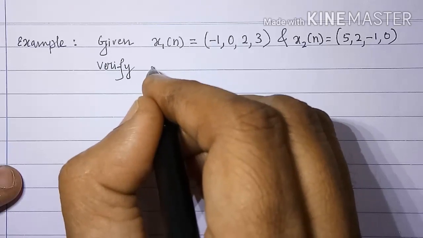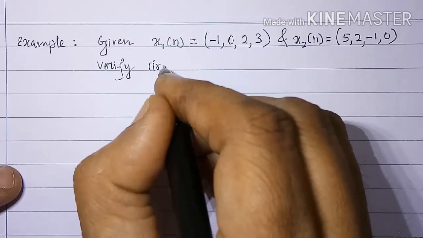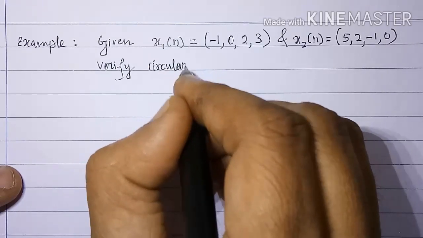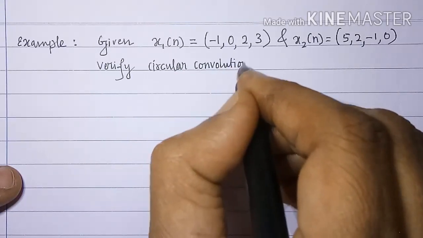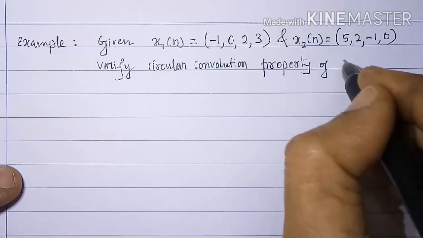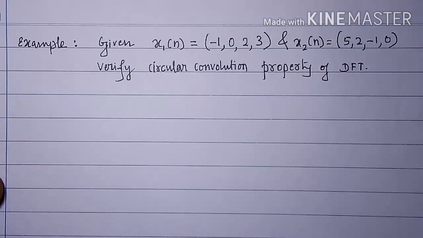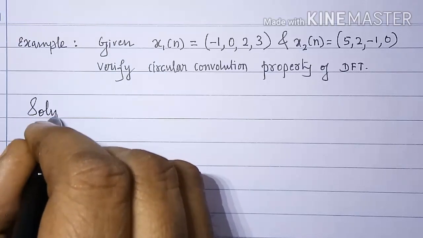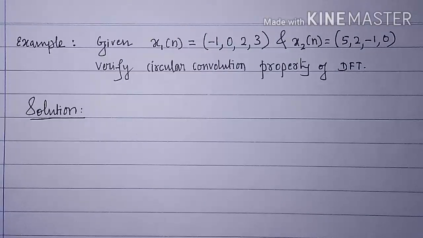Verify circular convolution property of DFT. Solution. First we will compute the circular convolution of x1 of n and x2 of n.